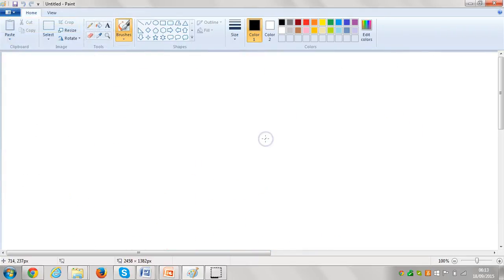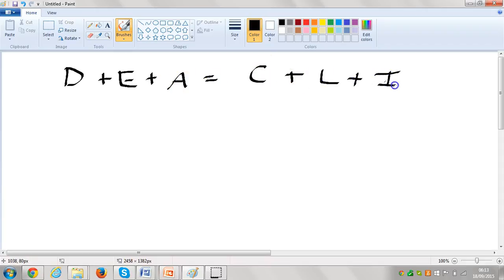Okay, so again, let's just write that quickly. D plus E plus A is equal to C plus L plus I. I keep writing this because this is what you remember. You know this. So again, when anything on this side goes up, we debit it. When anything on this side goes up, we credit it.